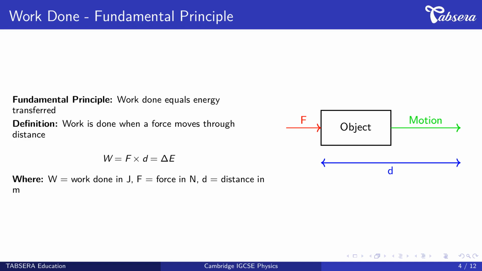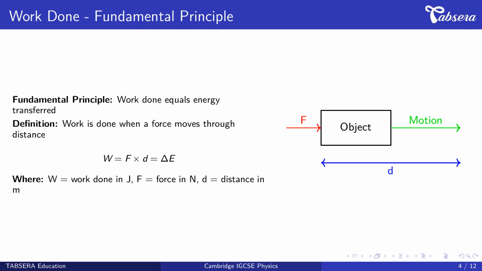Let's explore our first core concept. The fundamental principle states that work done equals energy transferred. This means when a force acts on an object and causes it to move, energy is transferred to or from the object. The definition is, work is done when a force moves through a distance. Both force and movement must occur for work to be done.